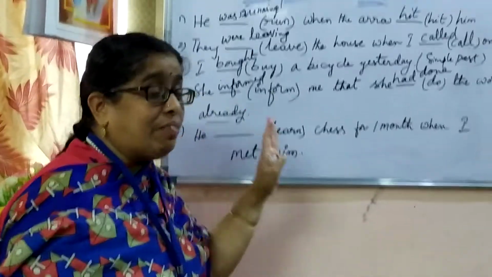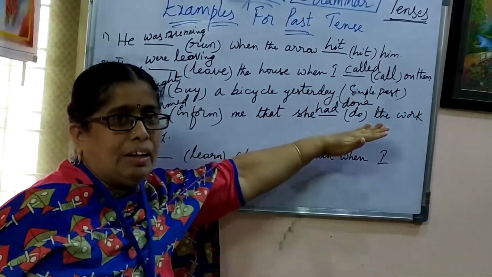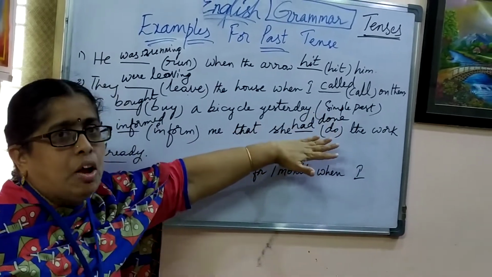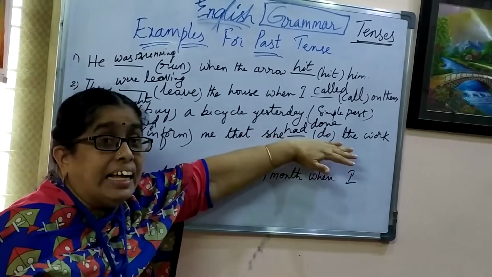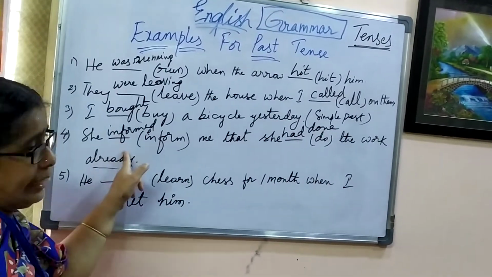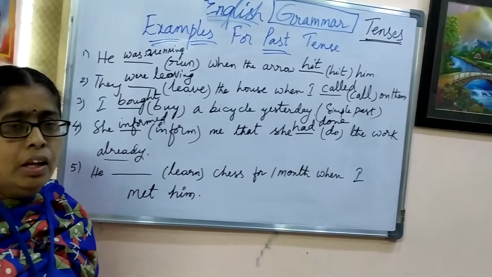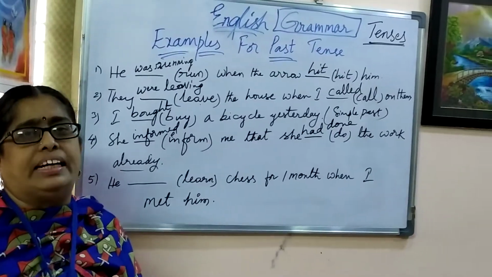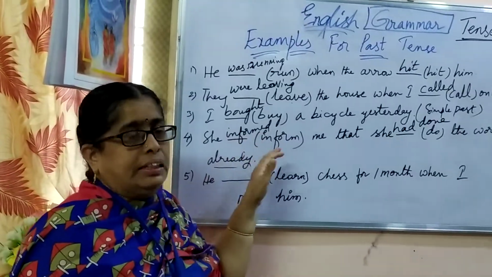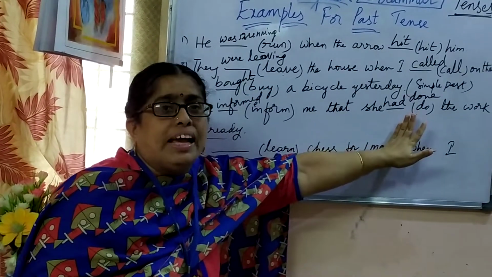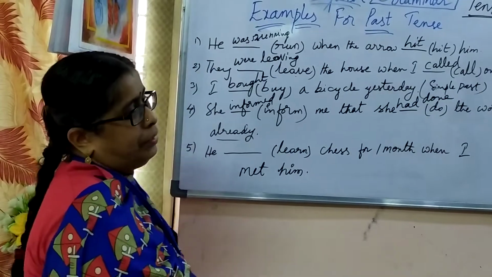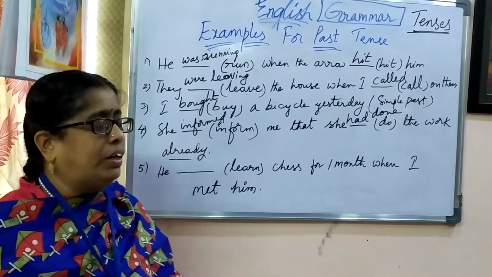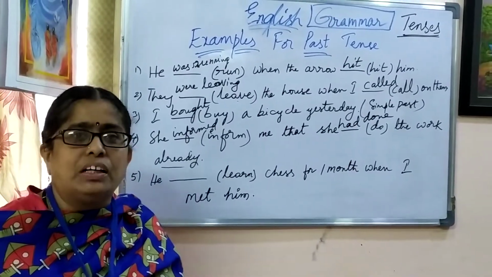Look at this example very carefully. Informing, doing the work. In this, the earlier action is doing, that's why we used past perfect tense here: she had done the work already. And this is the later action, that's why we use informed here. She informed me that she had done the work already. At the time of informing, she had completed the work. That's why we are using past perfect tense here. Is that clear? I repeat the sentence: she informed me that she had done the work already.